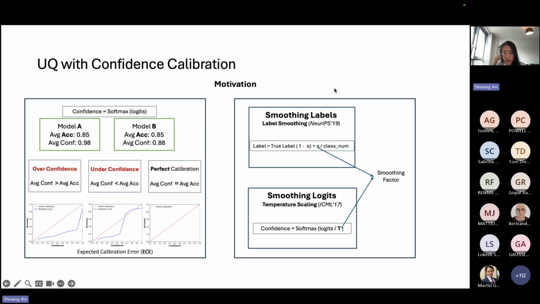Now for confidence calibration, there are two well-known techniques. One is called label smoothing, which is used at model training time. This is the part that modifies the loss function. Another one is called temperature scaling. This is a post hoc technique, which modifies the logits of the model prediction. In label smoothing, alpha is the smoothing factor, and in temperature scaling, T is the smoothing factor. So my work will modify these two factors.